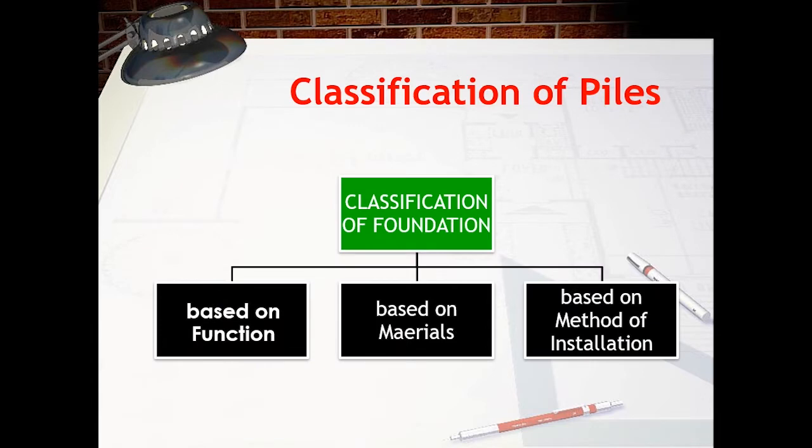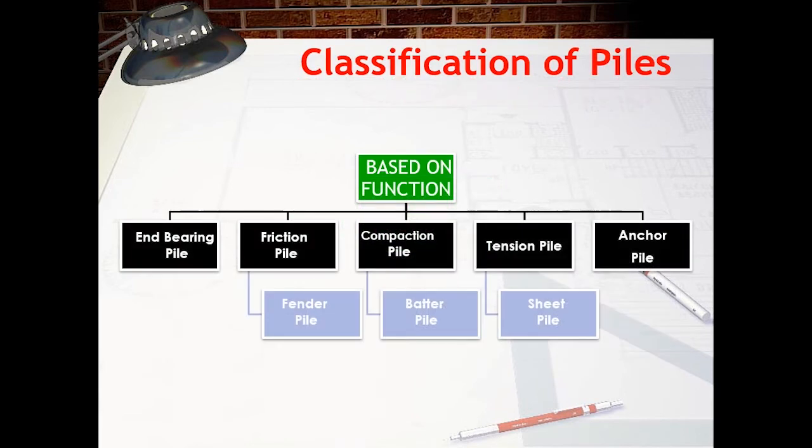We can classify the piles based on the function, materials and method of installation. There are 8 types of pile when we classify it based on function: end bearing pile, friction pile, compaction pile, tension pile, anchor pile, fender pile, butter pile, and sheet pile.